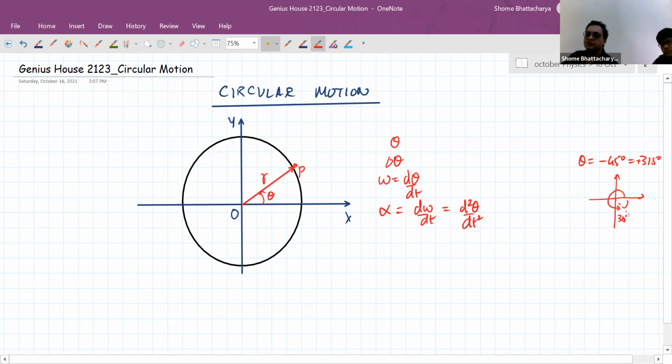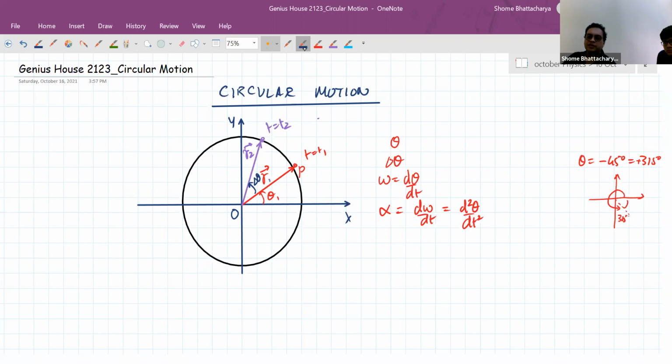Now similarly, say at t equal to t1 the angular position was theta 1, and after some time the particle has reached here at t equal to t2. So now the new position vector of the particle is this one. You can see that the magnitude of the position vector is the same, but the vector itself has changed. This r2 is not the same as r1, and the change in angle here will become my angular displacement. If the angular displacement is positive, it has undergone an anti-clockwise shift, and if it is negative, it has undergone a clockwise shift. So that is the sign convention.